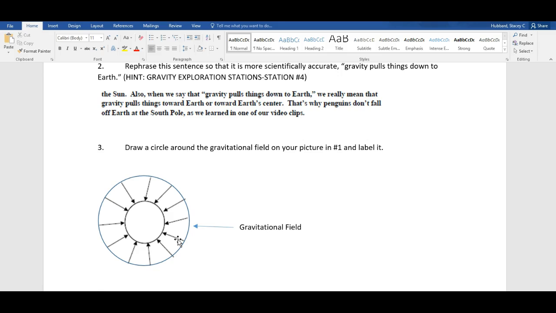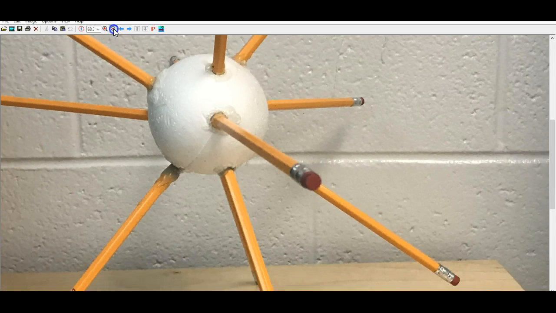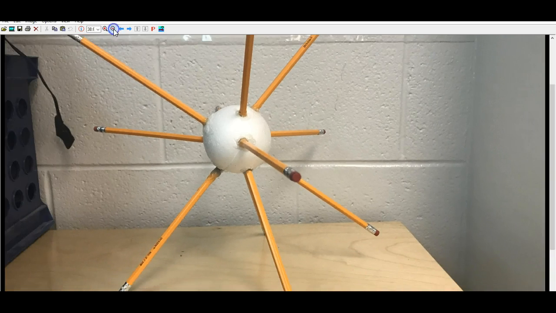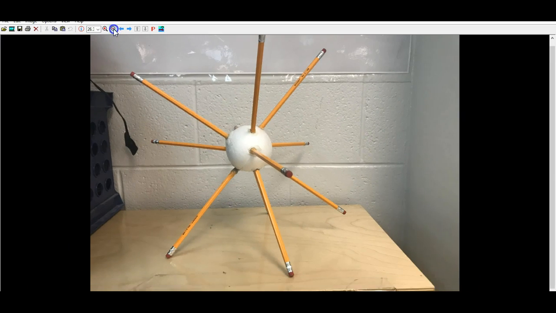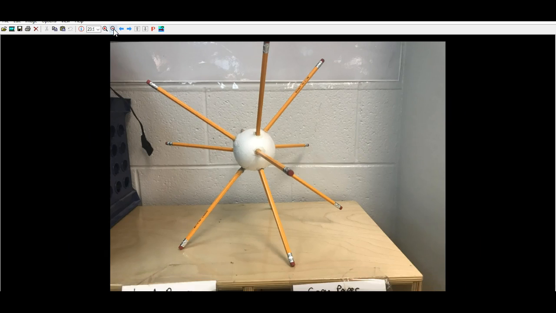Now we're going to look at number 4, which says look at the styrofoam ball model. So I'm going to show you a picture of the styrofoam ball model. Here it is. On number 4, it says now look at the styrofoam ball model. What are the components of the model and what do they represent? So the ball would represent the Earth. And the pencils, each individual pencil represents the gravitational force.